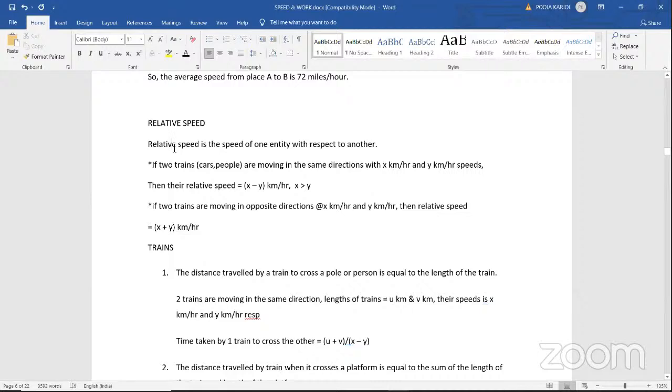Relative speed means you don't consider your individual speed. Suppose I'm running along with another person. Our relative speed would be combined speeds, not just mine or just his or hers. Relative speed means speed of one person or one object with respect to another. If two trains are there, the relative speed has two conditions: whether they are going together, meaning in the same direction, or coming from opposite directions.